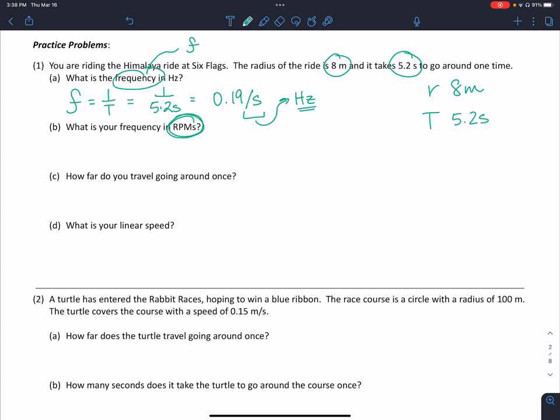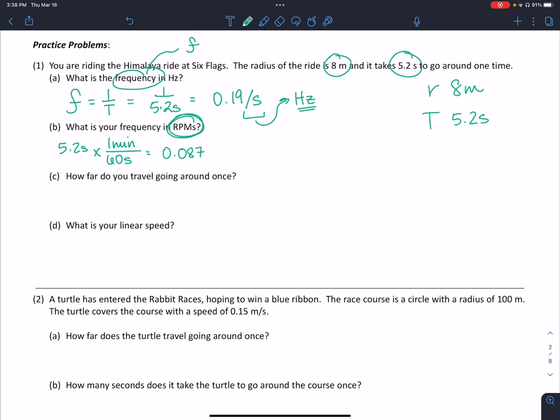All right. A hertz is basically revolutions per second. So there are a couple different ways to do this. I usually take my period and convert that into minutes because for me it's conceptually easier than trying to convert a hertz into RPMs. But we worked on this in class a little bit. You can choose what works best for you.